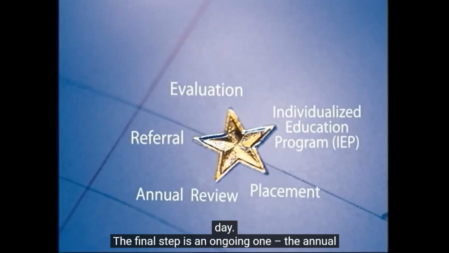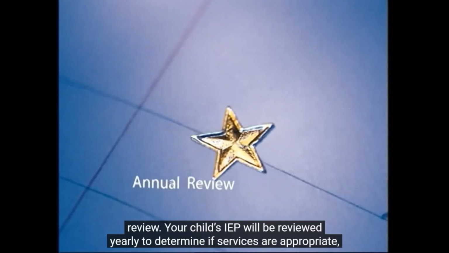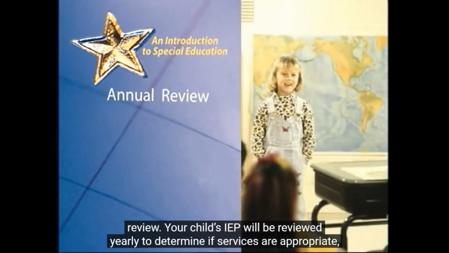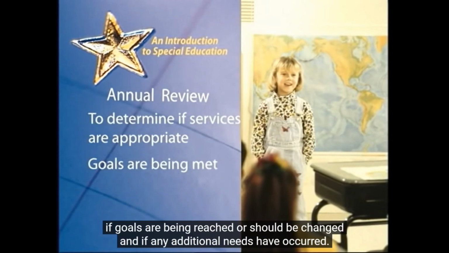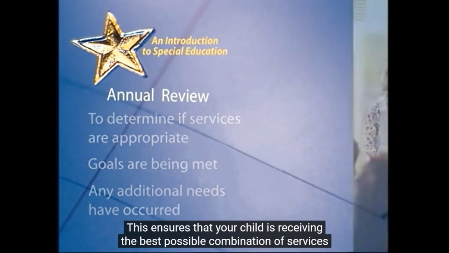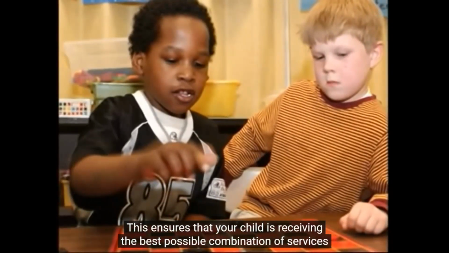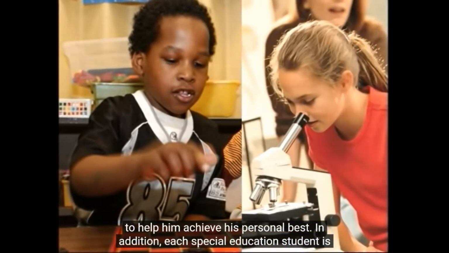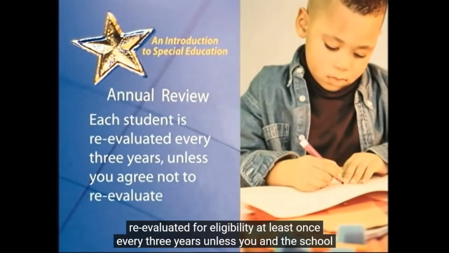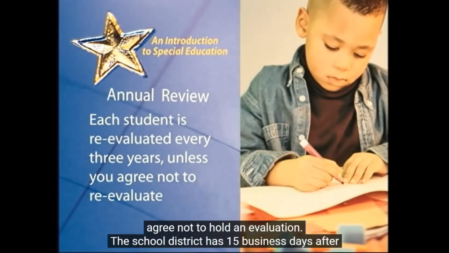The final step is an ongoing one, the annual review. Your child's IEP will be reviewed yearly to determine if services are appropriate, if the goals are being reached or should be changed, and if any additional needs have occurred. This ensures that your child is receiving the best possible combination of services to help him or her achieve their personal best. In addition, each special education student is reevaluated for eligibility at least once every 3 years, unless you and the school agree not to hold an evaluation.